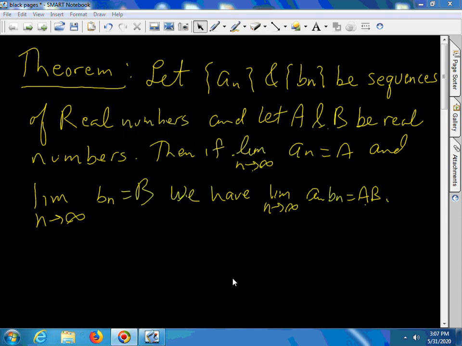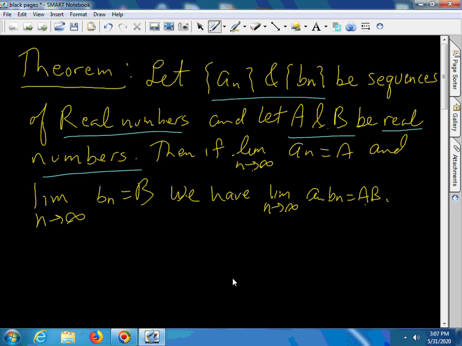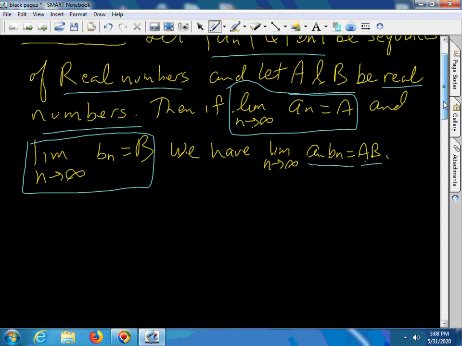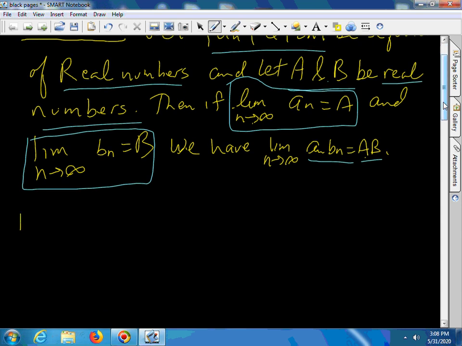In this video, we're going to prove the product rule for sequences. If you have two sequences, a sub n and b sub n, made up of real numbers, and A and B are also real numbers, with the limit of a sub n being A, and the limit as n goes to infinity of b sub n equals B, then the limit as n goes to infinity of a sub n times b sub n is just A times B. And we're going to prove this.